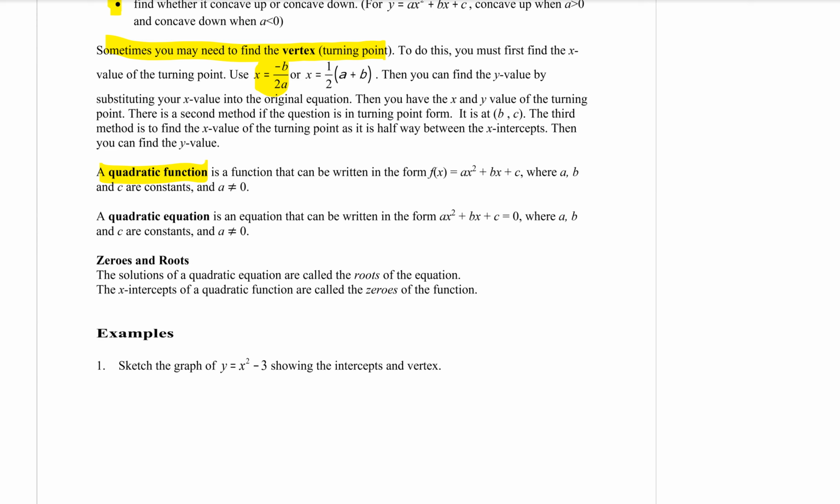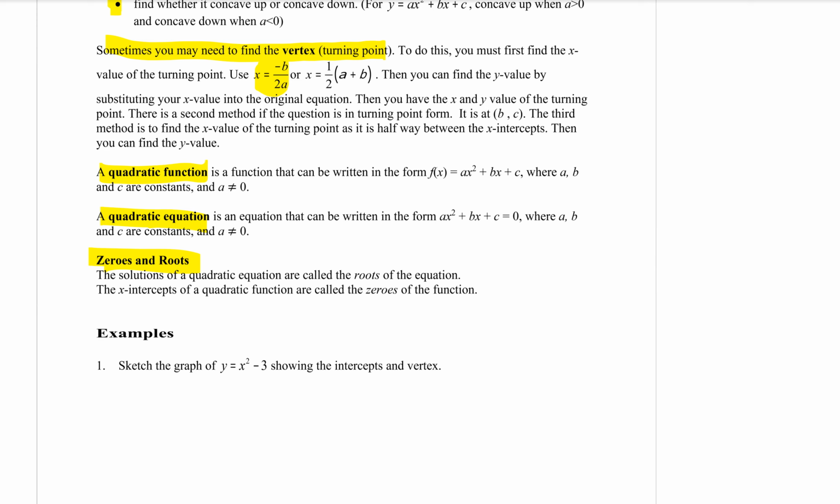Once we put an equals 0 onto that, we have now made that into a quadratic equation, and we are pros at solving quadratic equations. Yes, we spent lots of time on those. The zeros and the roots. The solutions of the quadratic equation are called the roots of the equation. They're the x-intercepts, okay? We call those the roots or the solutions.